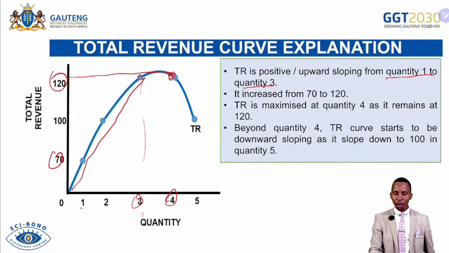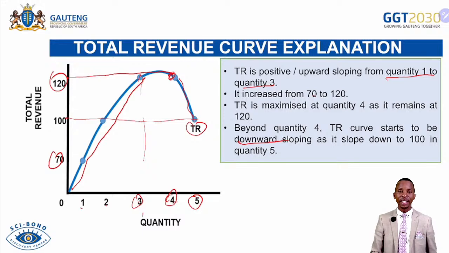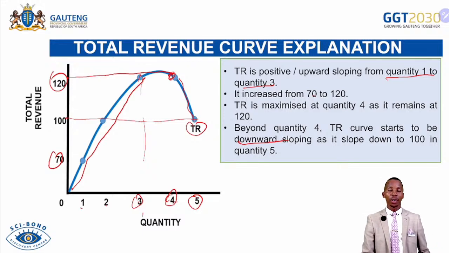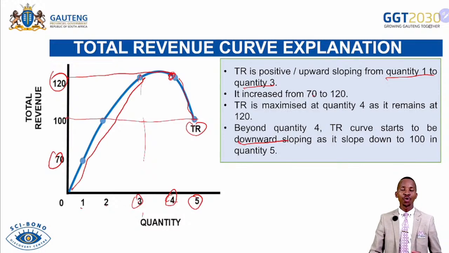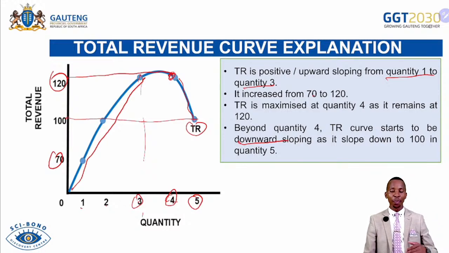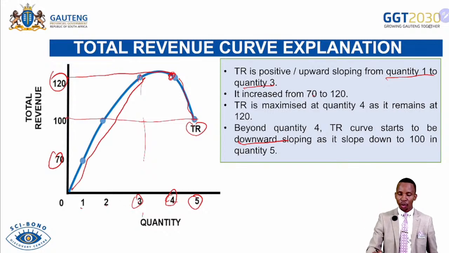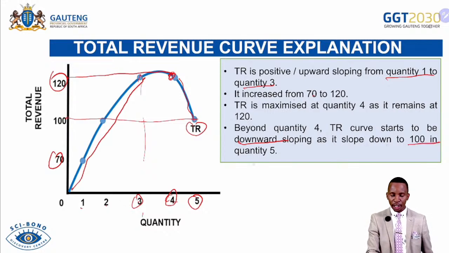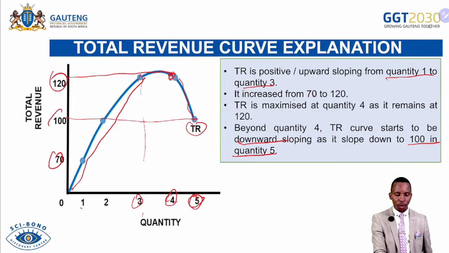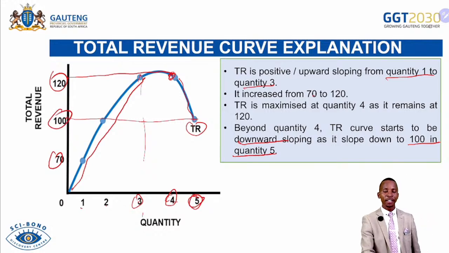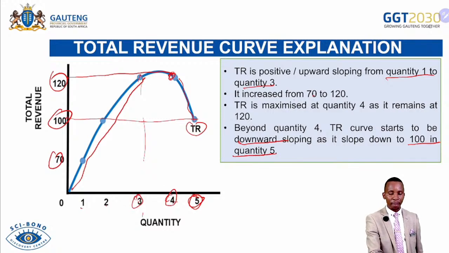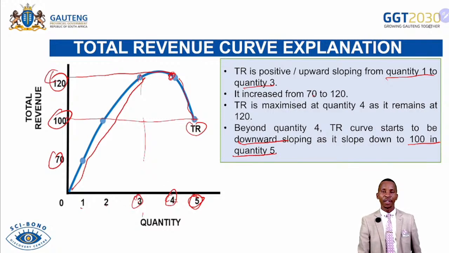Beyond quantity 4, the TR curve starts to be downward sloping, so it starts to decrease. At quantity 5, TR is now 100. You can see it is declining. So TR will always increase initially until it gets maximized, and after being maximized it will slope downward. So at quantity 5 it goes straight to 100 as it is decreasing, having already been maximized at quantity 3 and 4 at 120 total revenue.